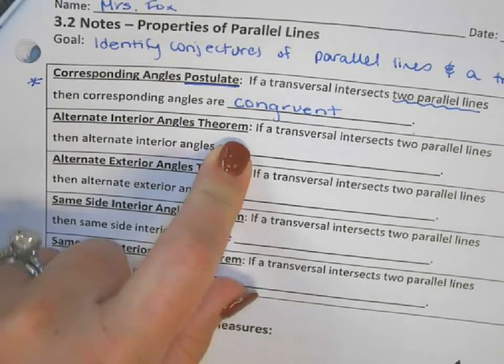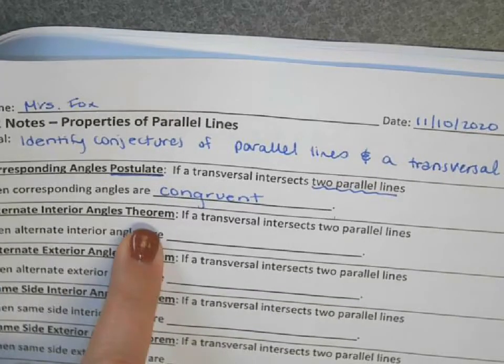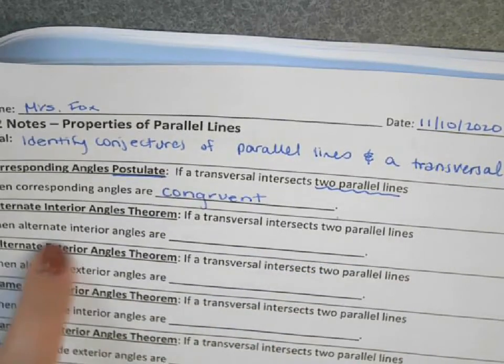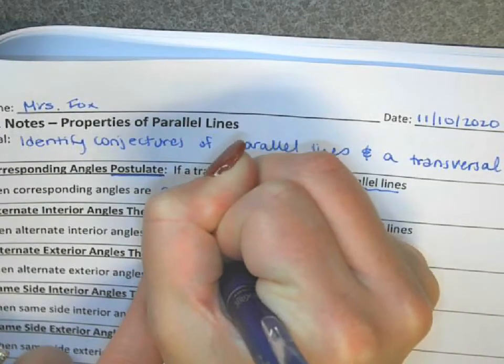Well, let's identify some alternate interior angles down here. Give me a pair of alternate interior angles from this diagram. 3 and 5 are alternate interior angles. What do you notice about 3 and 5? They're congruent. So the alternate interior angles theorem says that if a transversal intersects 2 parallel lines, then the alternate interior angles are going to be congruent.